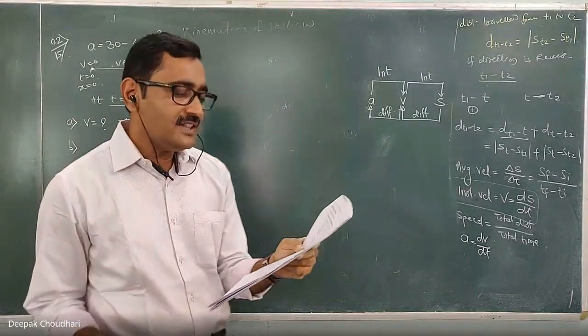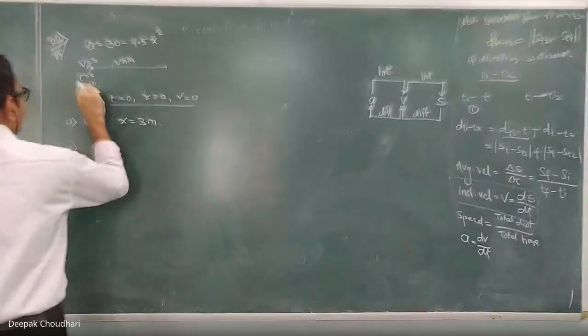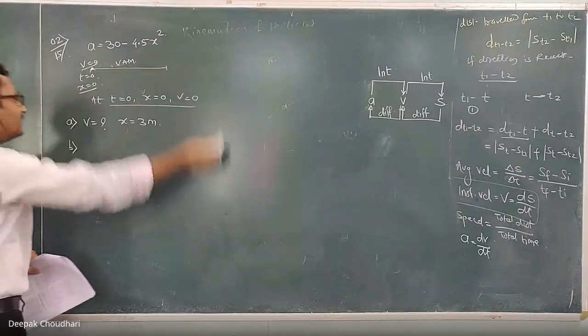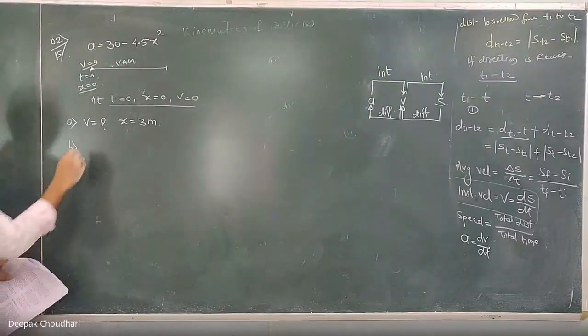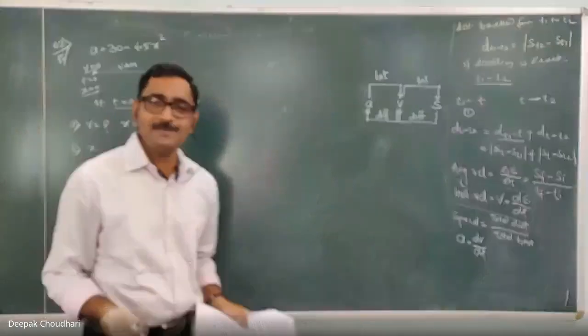Find out the position when the velocity is again 0. Listen, at x equal to 0, the velocity is 0. That we know. But after a certain time, again the velocity becomes 0. You have to find out what will be the position. Now, position is what? Displacement.